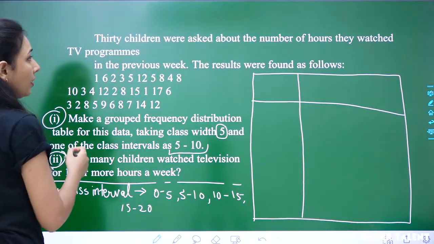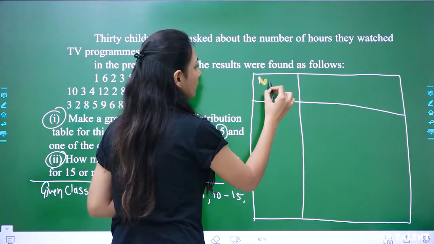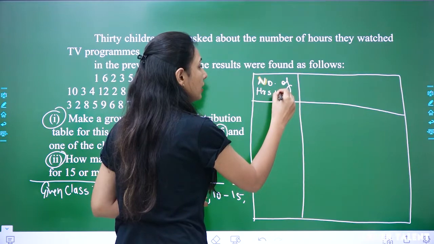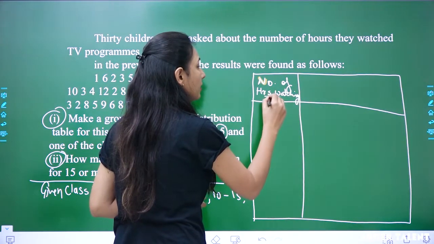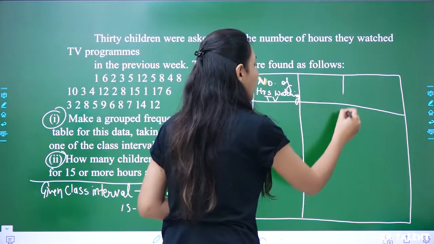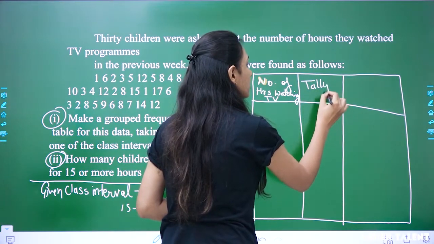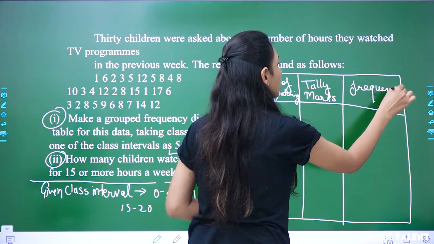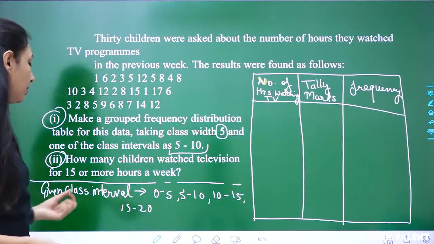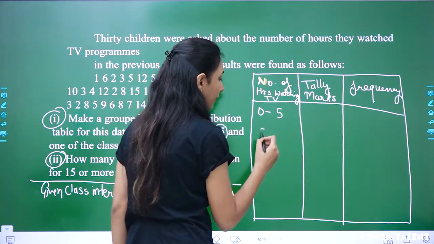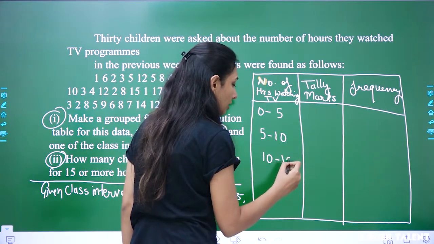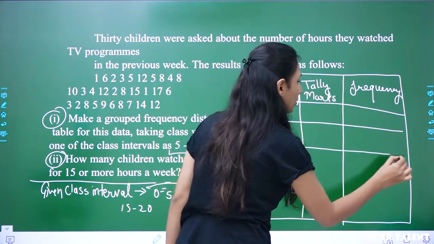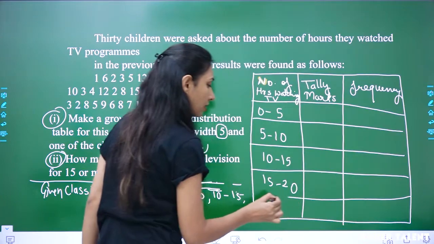First we have the number of hours watching TV. Then here come our tally marks, and then the last one is frequency. The class intervals will be 0 to 5 first, then 5 to 10, then 10 to 15, then 15 to 20, right?